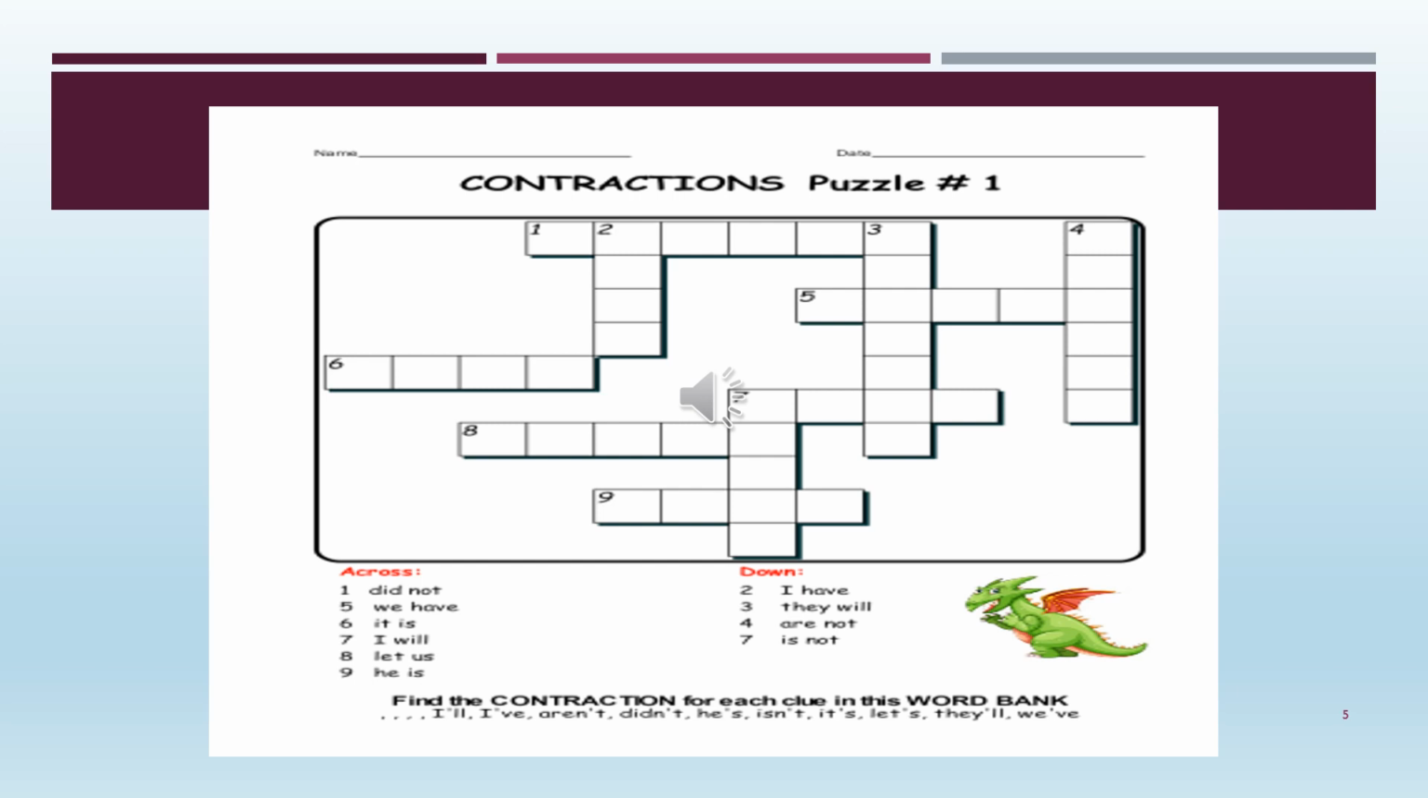And there you have, for number 1, you have 1, 2, 3, 4, 5, 6 squares. Okay, what is the contraction for did not? The contraction is didn't. Okay, so you write the word didn't in the space across for number 1. The same thing you do for down. Okay, you place 1 letter in each square.